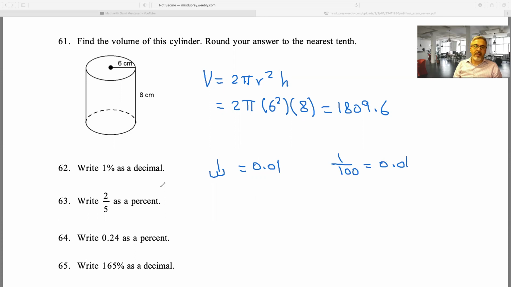So either or, if you like to assume there's a decimal there and then just move it twice to the left, or just take to write a percentage as a decimal, just take that number divided by 100, and that will give you the answer as well. So your choice of doing that.